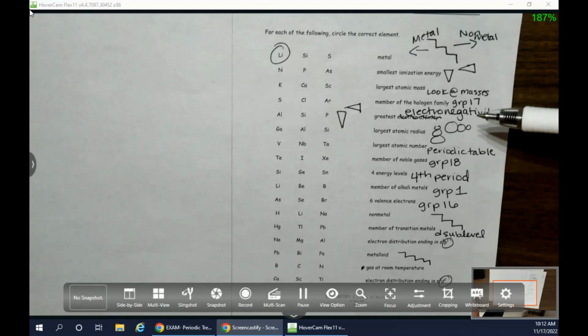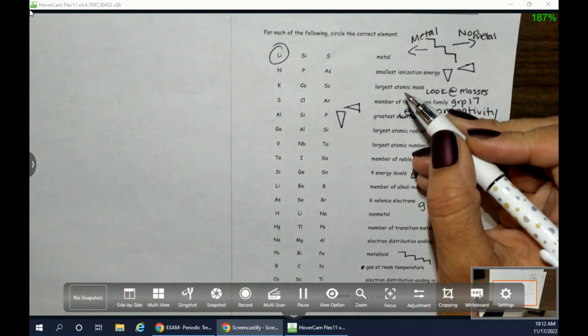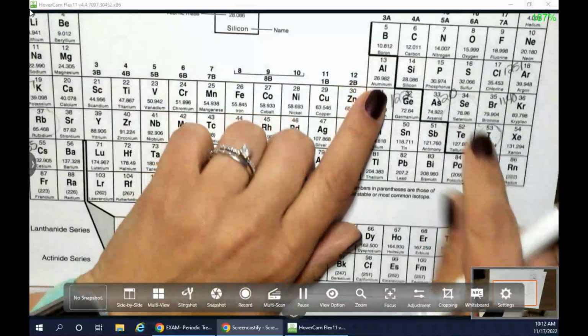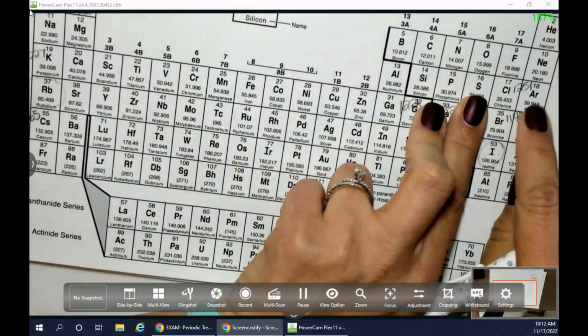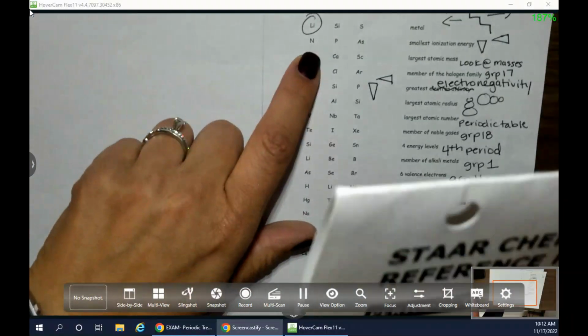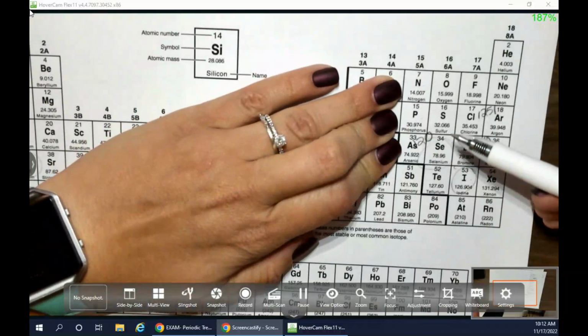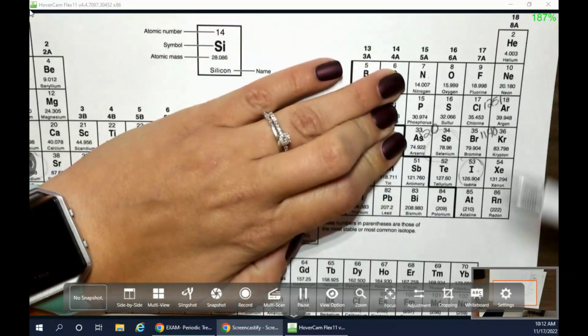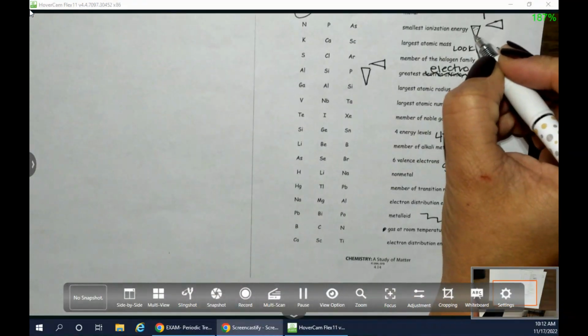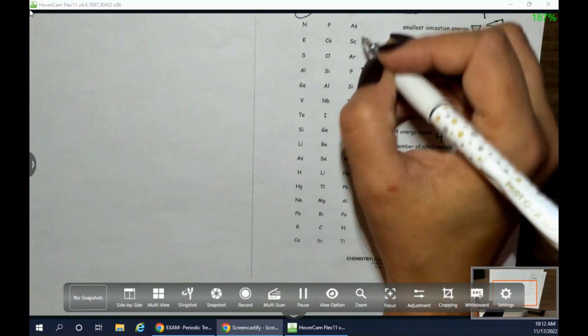So we were thinking the ice cream cone trend, okay? And from that, we have to figure out if we're going side to side or up and down. So we have nitrogen, phosphorus, and arsenic. So we have an up and down. So we're thinking of our ice cream cone regular direction, right? So we're thinking this one right here. We want to know who has the smallest, who was at the bottom of that little group, and that would have been arsenic.